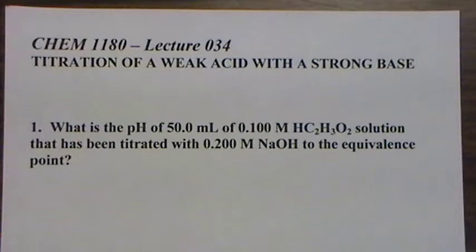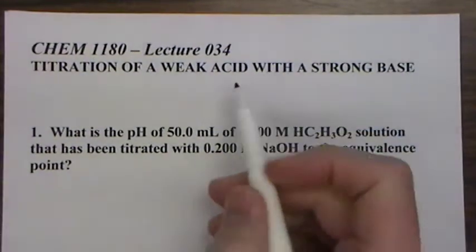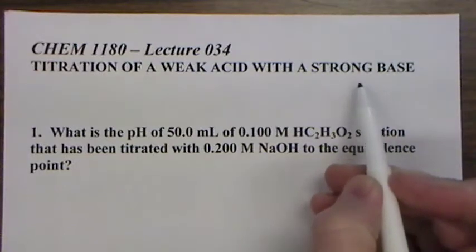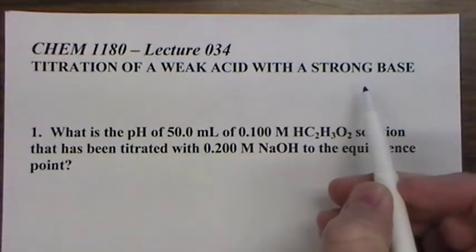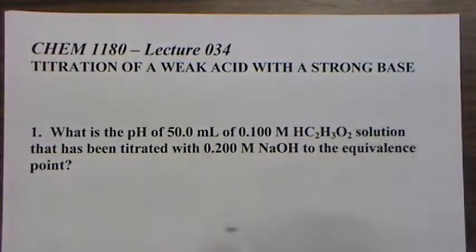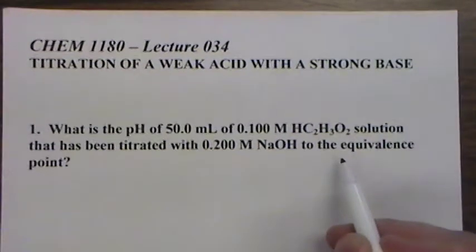So we know that the salt that we create will be the salt of a weak acid and a strong base. So it's going to be a basic salt. It's going to create a basic solution, so the pH should be greater than 7. And that's what they're saying. So let's take a look here.